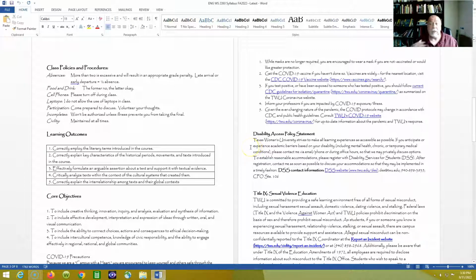By the way, these are their recommendations, not mine. I'm required to put it in the syllabus. I'm not telling you to go get vaccinated or not get vaccinated. They just make me drop it in there. Okay, you do what you need to do.